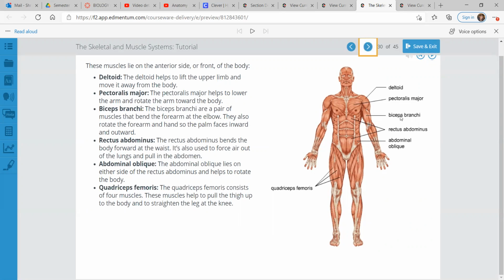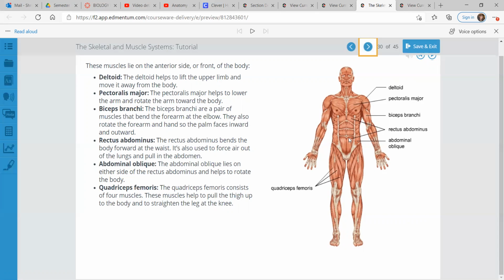Then we have the biceps brachii. The biceps are a pair of muscles that bend the forearm at the elbow. They also rotate the forearm and hand so the palm faces inward and outward. Then you have your rectus abdominis. This is your stomach muscles, right? The body forward at the waist. It's also used to force air out of the lungs and pull in the abdomen.